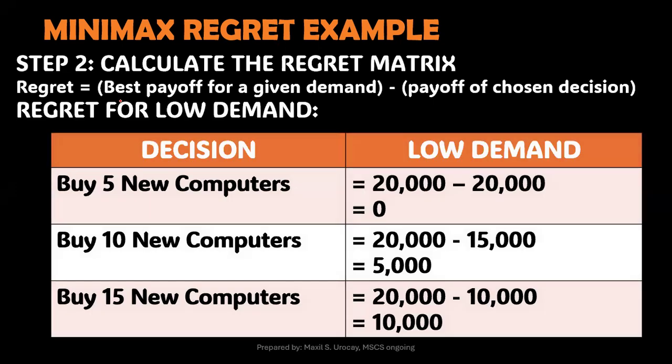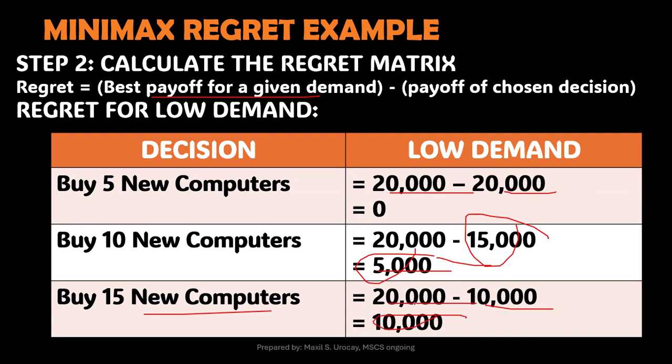Then the next one, since you have identified the best payoff, you can calculate right now. First, for low demand, 20,000 minus 20,000 equates to 0. And 20,000 minus 15,000, your regret is 5,000. And your regret for buying 15 new computers, 20,000 minus 10,000, is equal to 10,000.